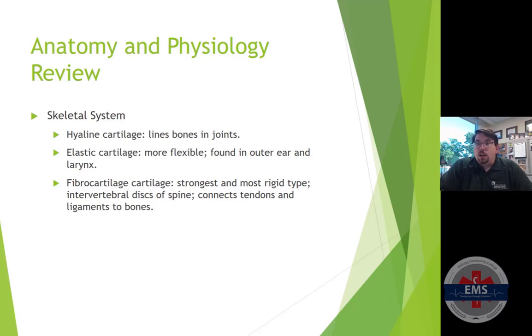Fibrocartilage is the strongest and most rigid type of cartilage we can see. These are typically dealing with intervertebral discs of the spine that's going to help create that structure to the vertebral column, along with connecting tendons and ligaments to bone. It's what allows for it to actually adhere to the bone.